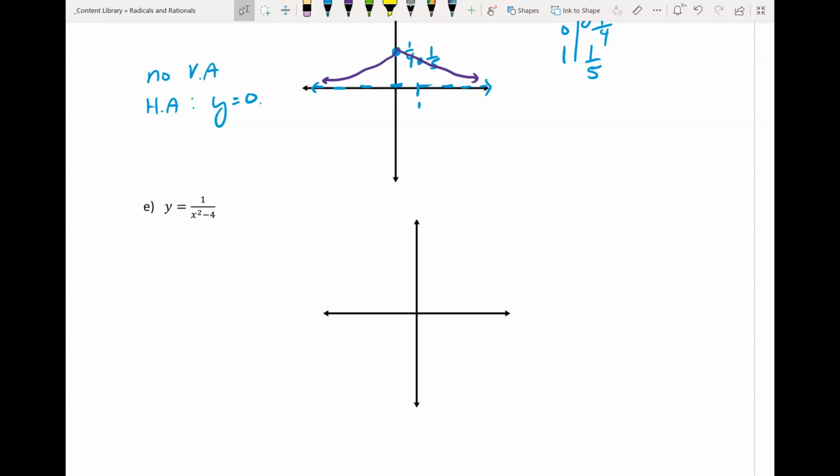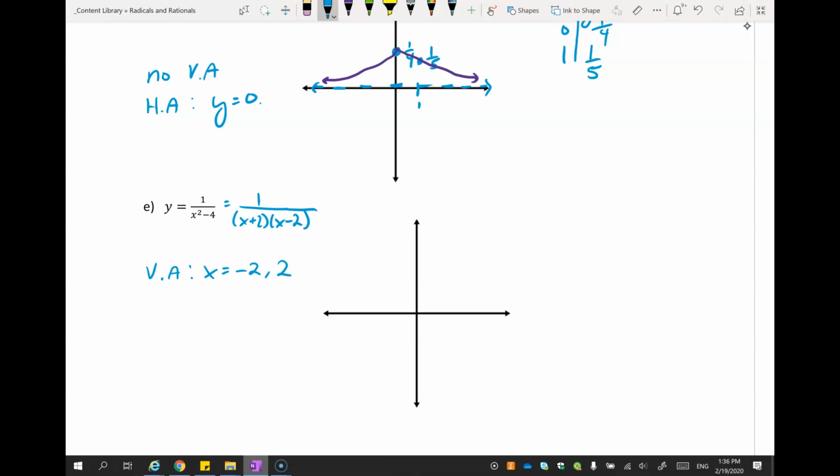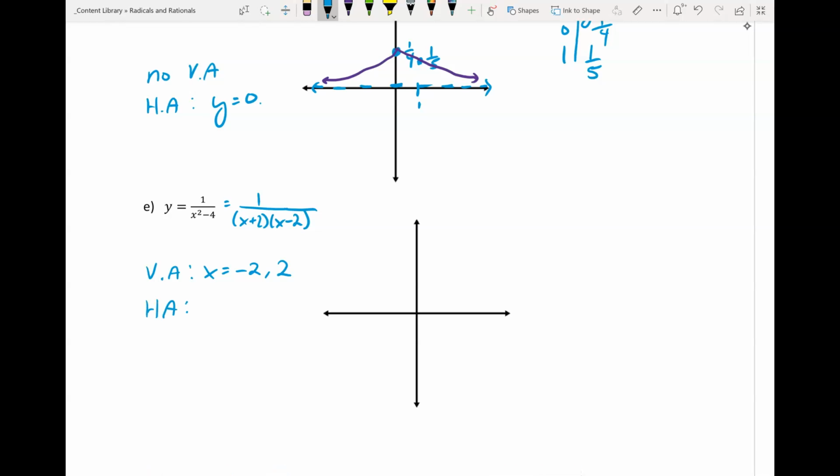Okay, then for E, we do need to factor the denominator first, which is (x + 2)(x - 2). And that means we're going to get a vertical asymptote at x equals -2 and +2. And our HA is going to just be y equals 0. Okay, so I'm going to go ahead and draw those asymptotes in.